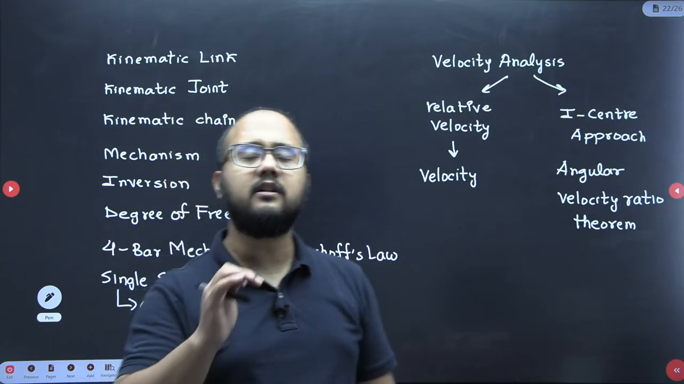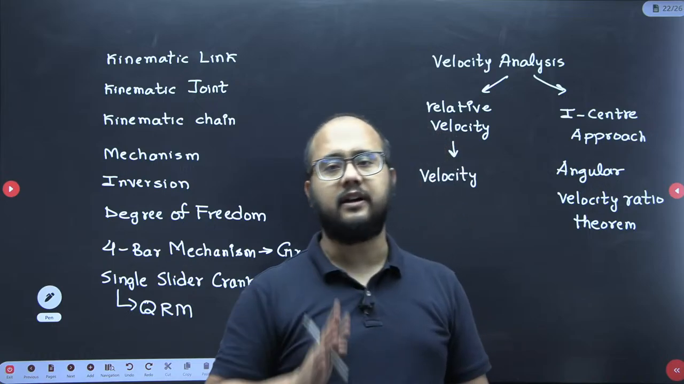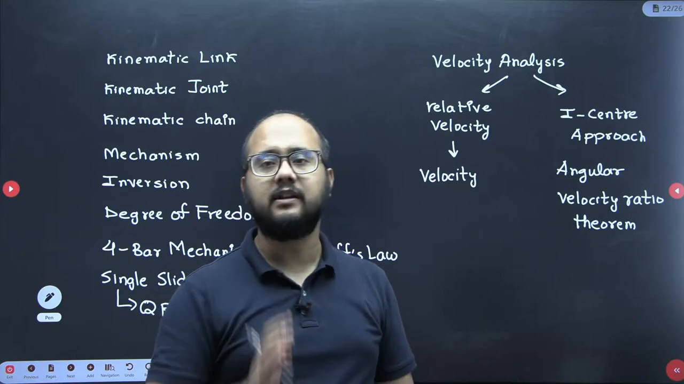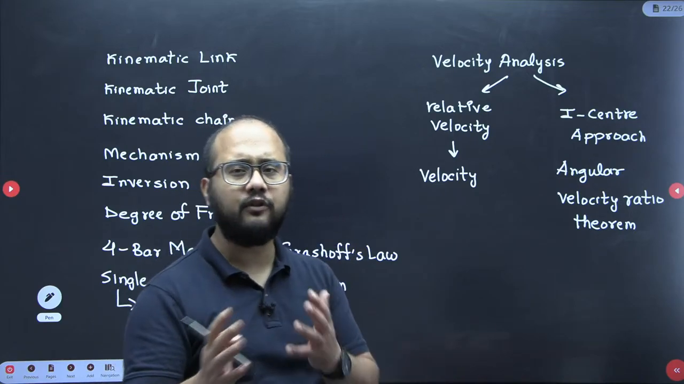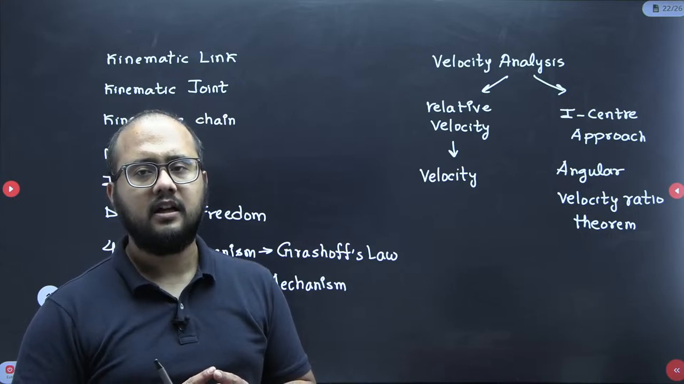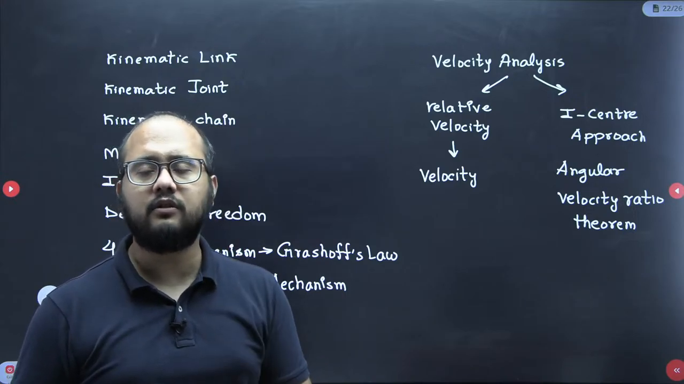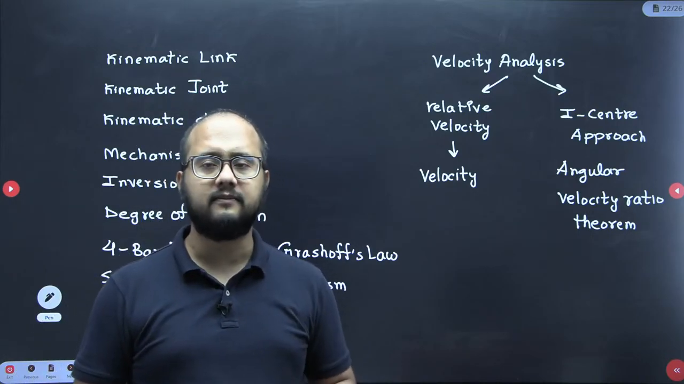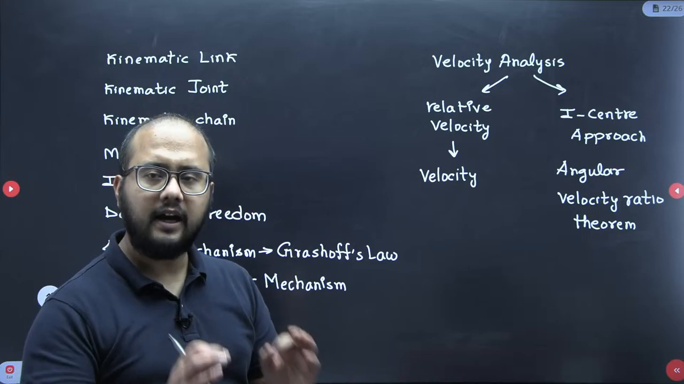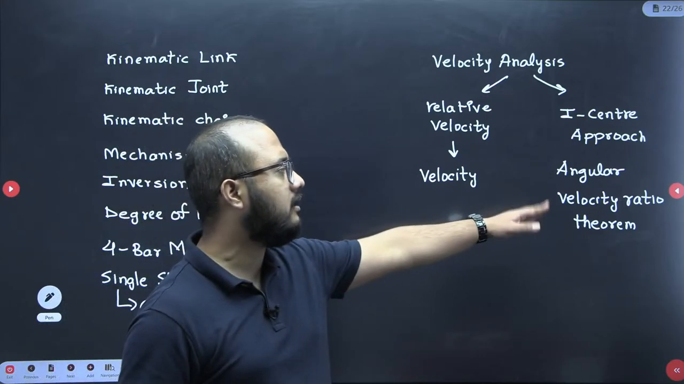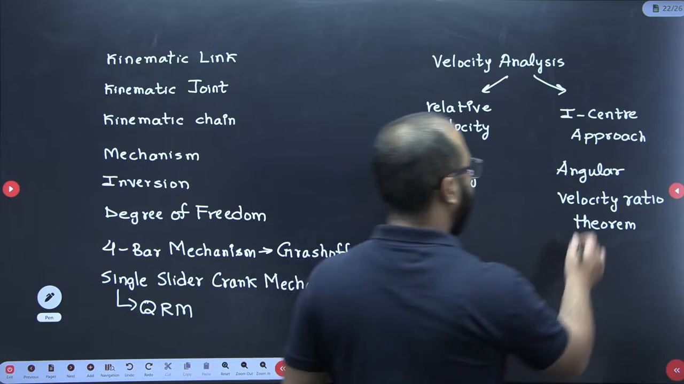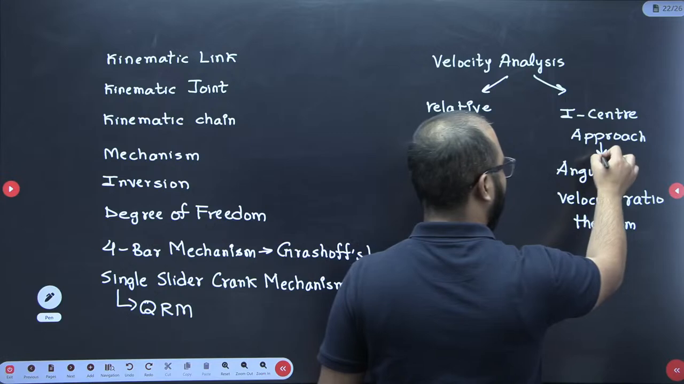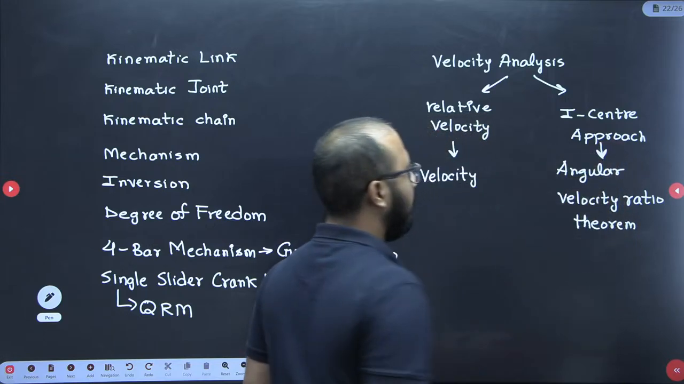I've told you only one point: the I-center will lie on a line perpendicular to the direction of the velocity vector, right? And I think 4 to 5 different cases also we have discussed. If you have remembered those 4 to 5 cases, then it will be very easy for you to locate the I-centers. And once all the I-center locations are clear, directly use the angular velocity ratio theorem. You will never face difficulty in the solution part, you will easily get the solution, right?